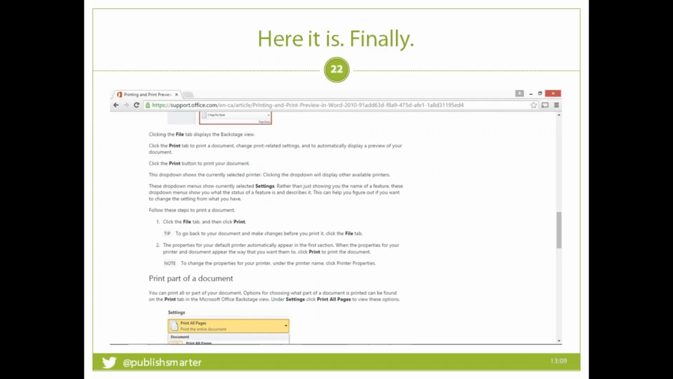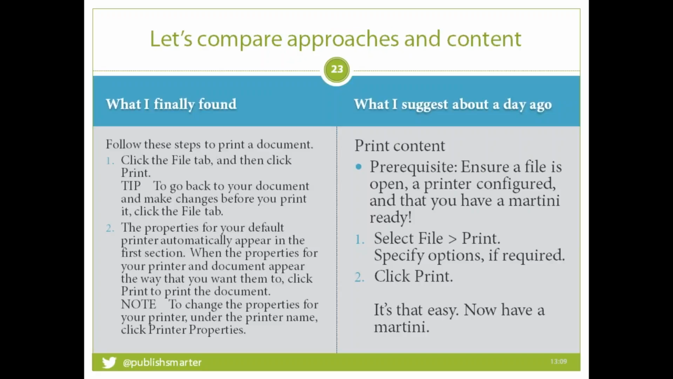1, click the File tab, then click Print. 2, the properties for your default printer automatically appear in the first one. Your properties of printer and document appear, click Print to print the document. To change the properties for your printer, under printer name, click, whatever.